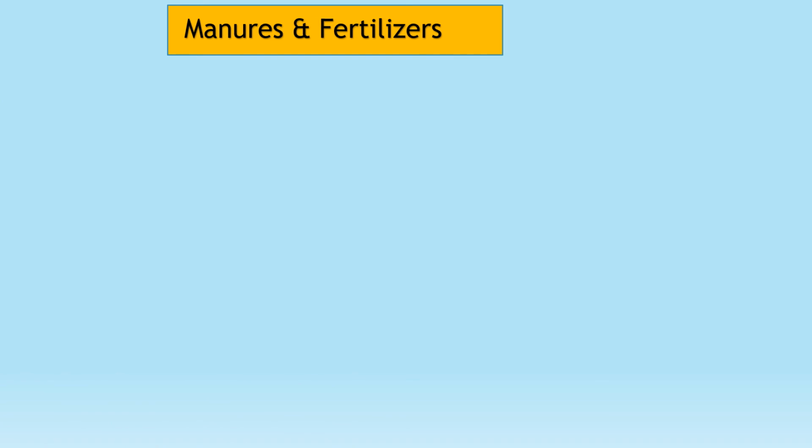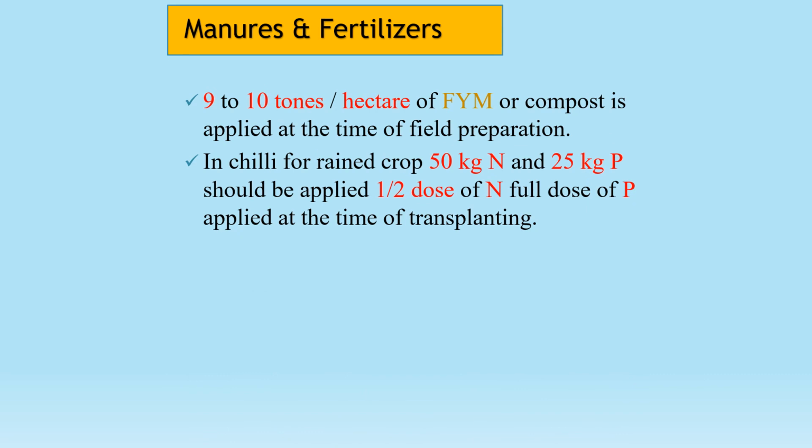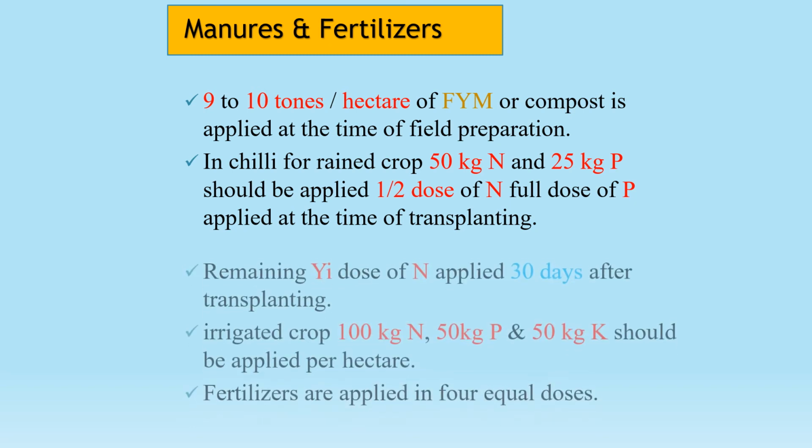The manures and fertilizers. This is the most important for the fertility of the crop, and you should maintain like 9 to 10 tons per hectare of the FYM, and compost is applied at the time of field preparation. In the chili for the rain-fed crop, we should have 50 kg of nitrogen and 25 kg of phosphorus applied. Half dose of nitrogen and full dose of phosphorus applied at the time of transplanting.